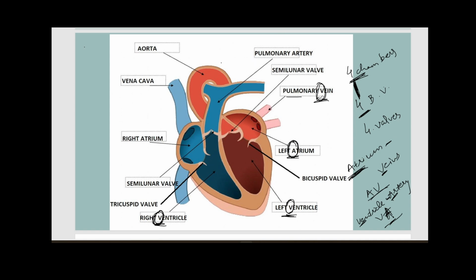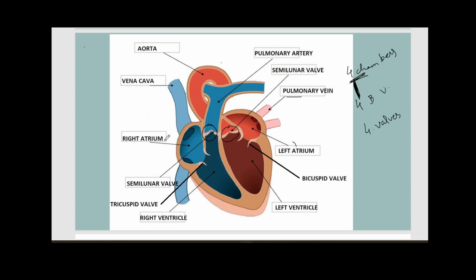Now let's talk about the valves. Again, this is very easy to remember. There are four valves actually, but like chambers, there are only two names that you need to remember. So which ones are those? This one over here and this one over here. Now let me make it even simpler for you. Where are the valves present in the heart?